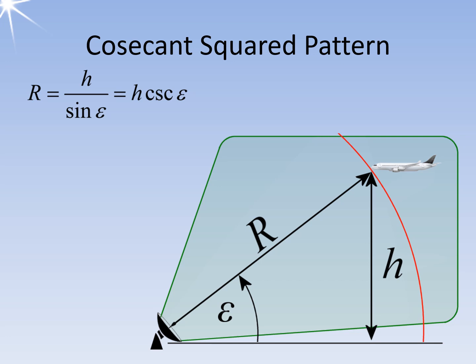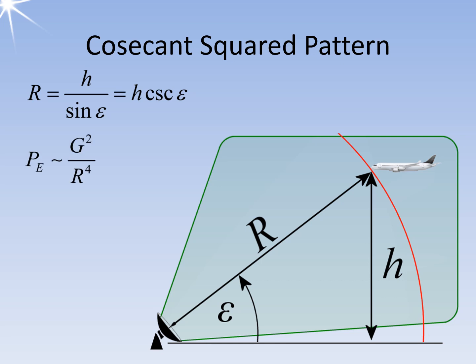The cosecant is a rarely used trigonometric function and is equal to the reciprocal of the sine. From the sine of epsilon, which is equal to the opposite cathetus, represented by height, h, divided by hypotenuse, represented by slant range r, it follows that the range, r, is equal to h multiplied by the cosecant of epsilon.